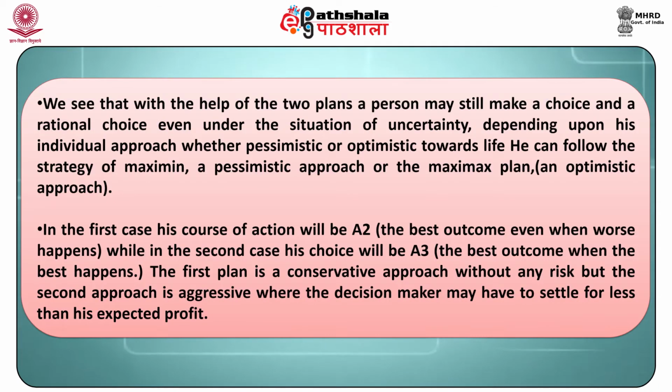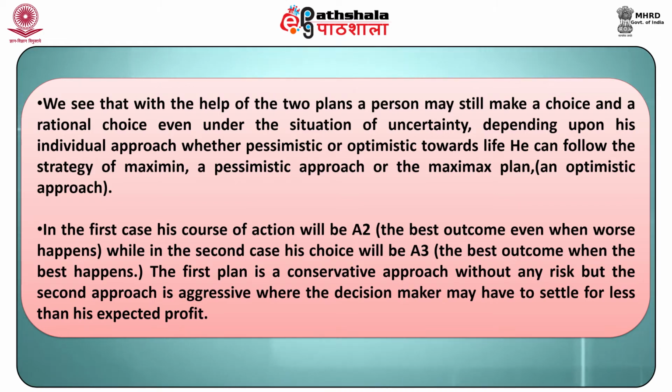Thus, we see that with the help of these 2 plans, a person may still make a rational choice even under the situation of uncertainty, depending upon his individual approach, whether pessimistic or optimistic towards life. He can follow the strategy of Maximin, a pessimistic approach, or the Maximax plan, an optimistic approach. In the first case, his course of action will be A2, the best outcome when the worst happens. While in the second case, the choice will be A3, the best outcome when the best happens.